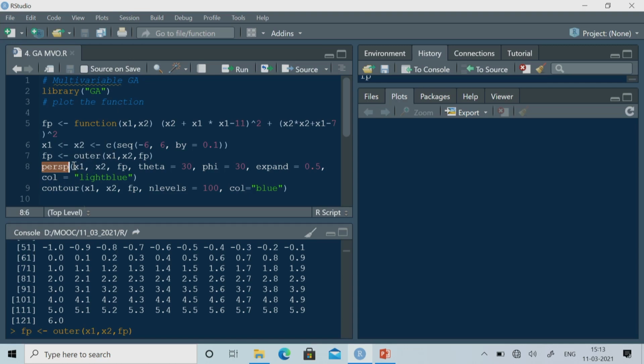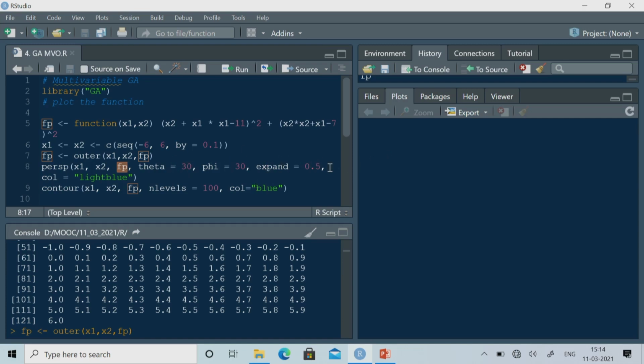So, it is x1 and x2 we have to define. This x-axis is x1, then this is x2, and this is the f value of this particular function. And then theta and phi will give you the horizontal angle and vertical angle. Suppose in this case I am putting 30 and 30. If you want a different view, you can change this angle. I will also show you.